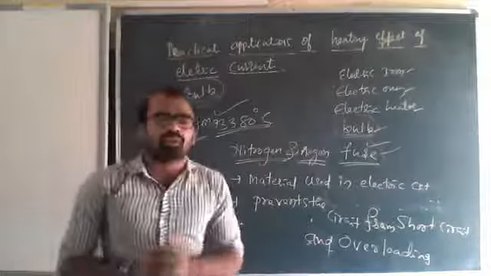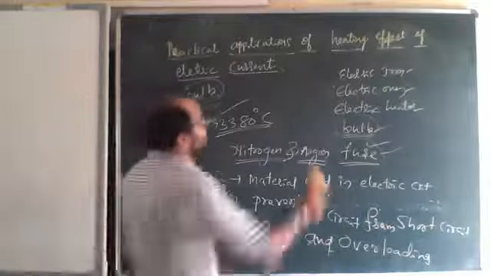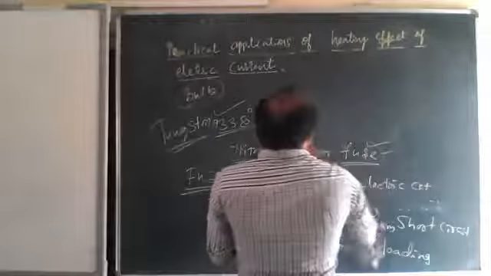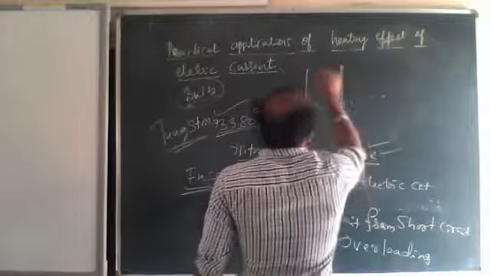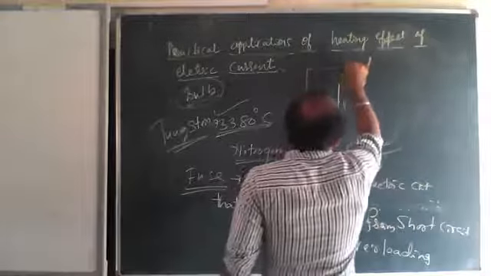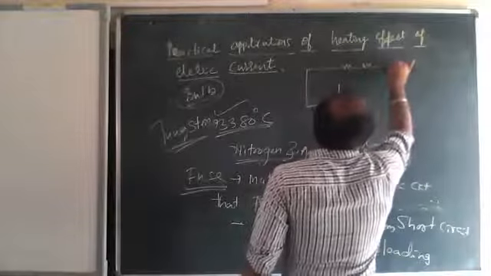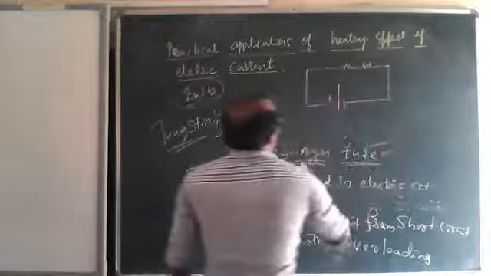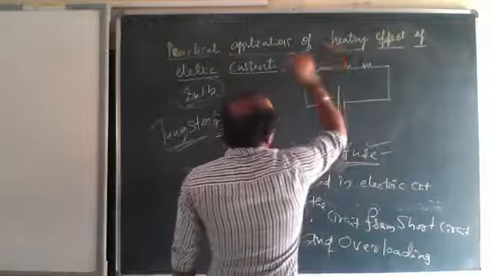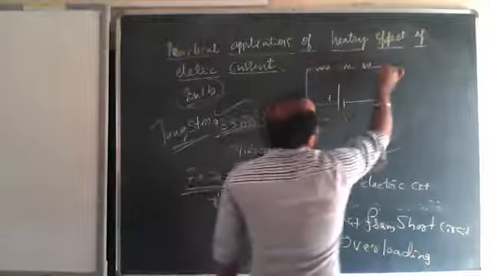See, suppose what happens if I connect the fuse here. If there is an overloading, plus minus, let me say. So okay, resistors are there. See what happens here. I will take one resistor. The fuse will be connected here.